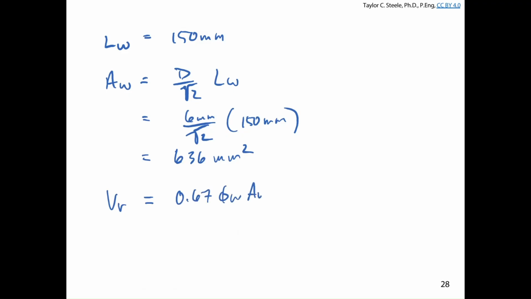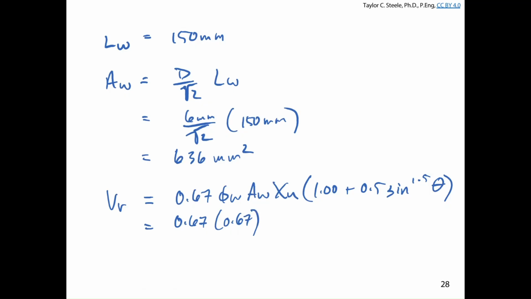Is 0.67 VW AW XU. Here the angle is not 0 degrees. They're not loaded in direct shear. And so we have to multiply it by the 1 plus 0.5 sine theta to the power of 1.5. So that gives us 0.67 times 0.67 times 636 millimeters squared times 490 MPa.